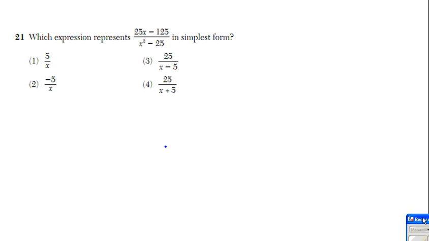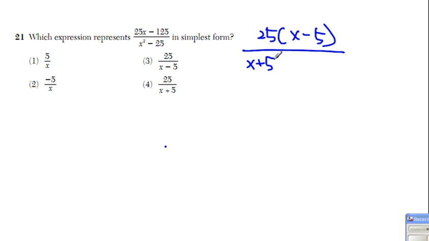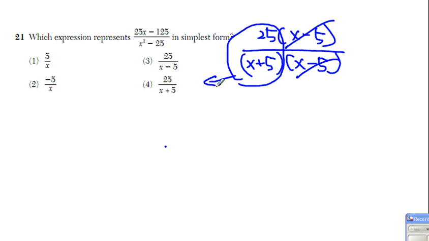Alright, so here it goes, number 21. So when we have to simplify this one, obviously 25 is common on the top, so we factor out 25. We have x minus 5. On the denominator, we can factor them by the difference of squares, x plus 5 and x minus 5. Then you will realize that x minus 5 will cancel out. Therefore, this will be left, which is number 4.